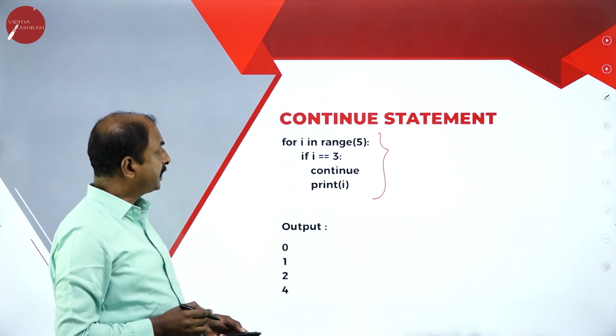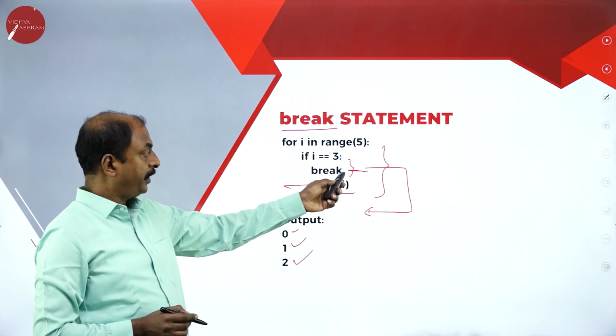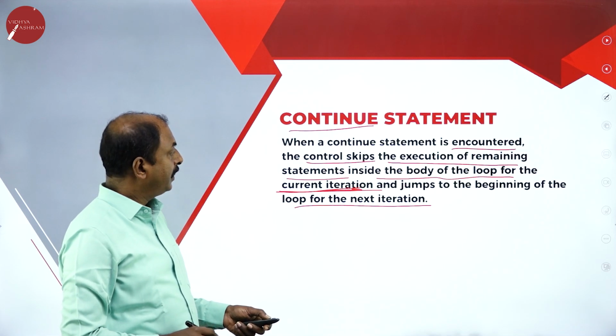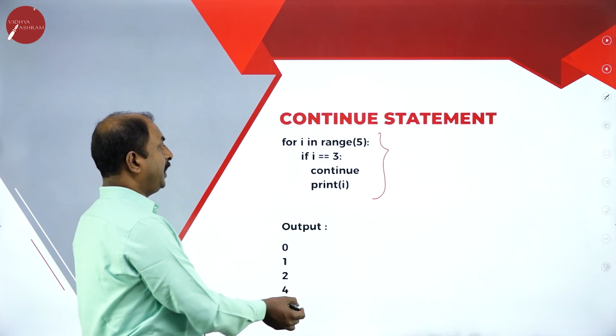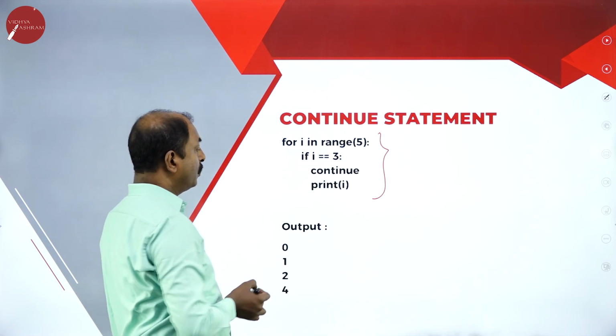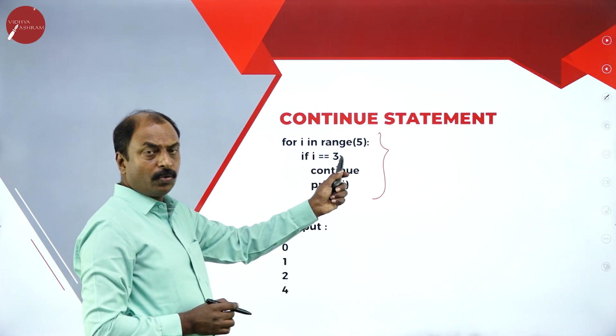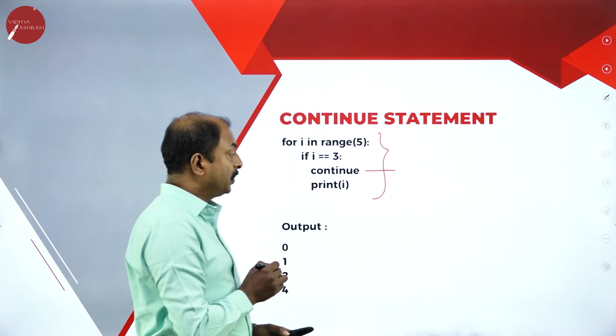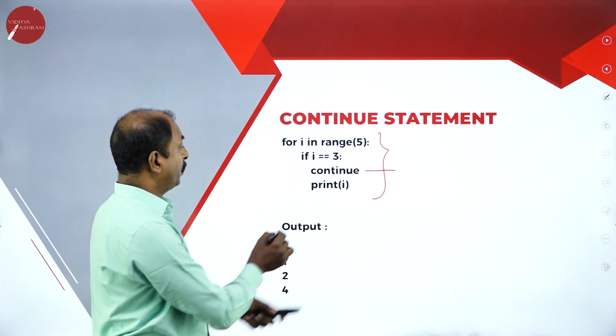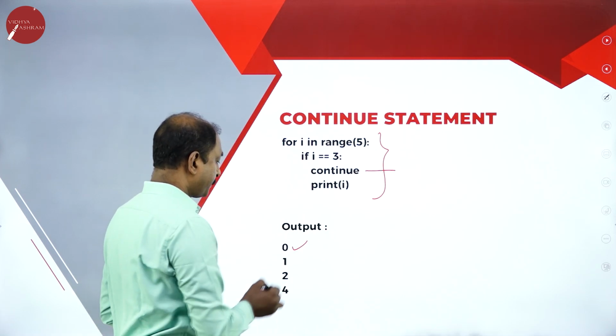So in the previous example, we were using the break statement. Now here we are using the continue statement. Look at the difference between these two. At the beginning, the first value is 0. Is 0 equal to 3? No, the condition fails, so it will not execute this statement. So it's going to print I, which is 0.